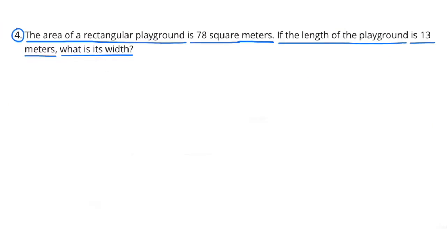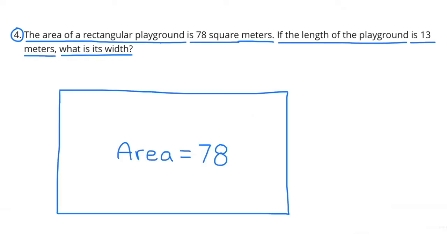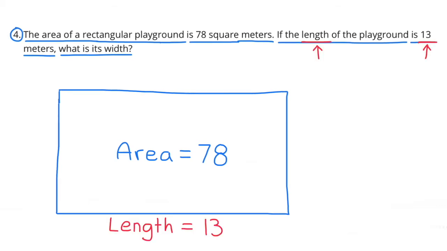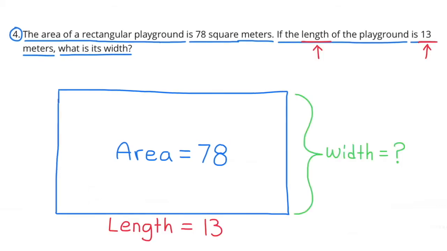Number 4. The area of a rectangular playground is 78 square meters. If the length of the playground is 13 meters, what is the width? Well, we know that the area is 78 meters, and we know that the length is 13 meters. But we don't know the width.